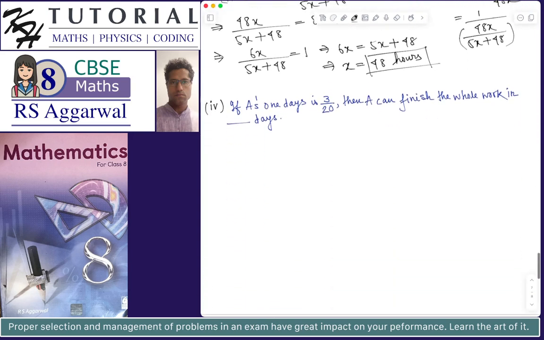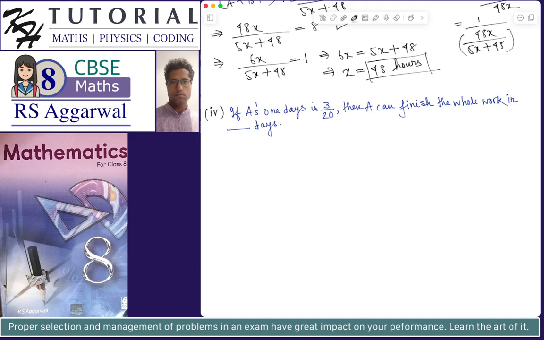Okay, the last one. If A's 1 day's work is 3 by 20, then A can finish the whole work in how many days? It is given that work done by A in 1 day is equal to 3 by 20. It is always preferable that any work done in a unit time, you express it in the form of 1 by n. So 3 by 20, when expressed in the form of 1 by n, will be 1 by 20 by 3.